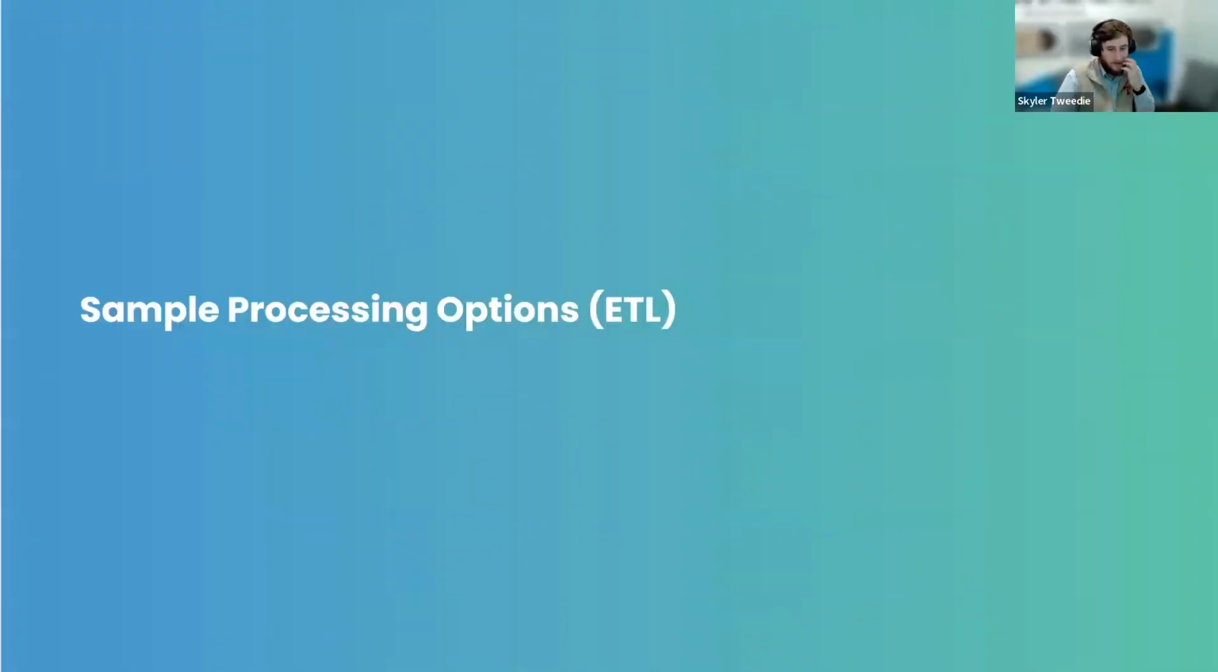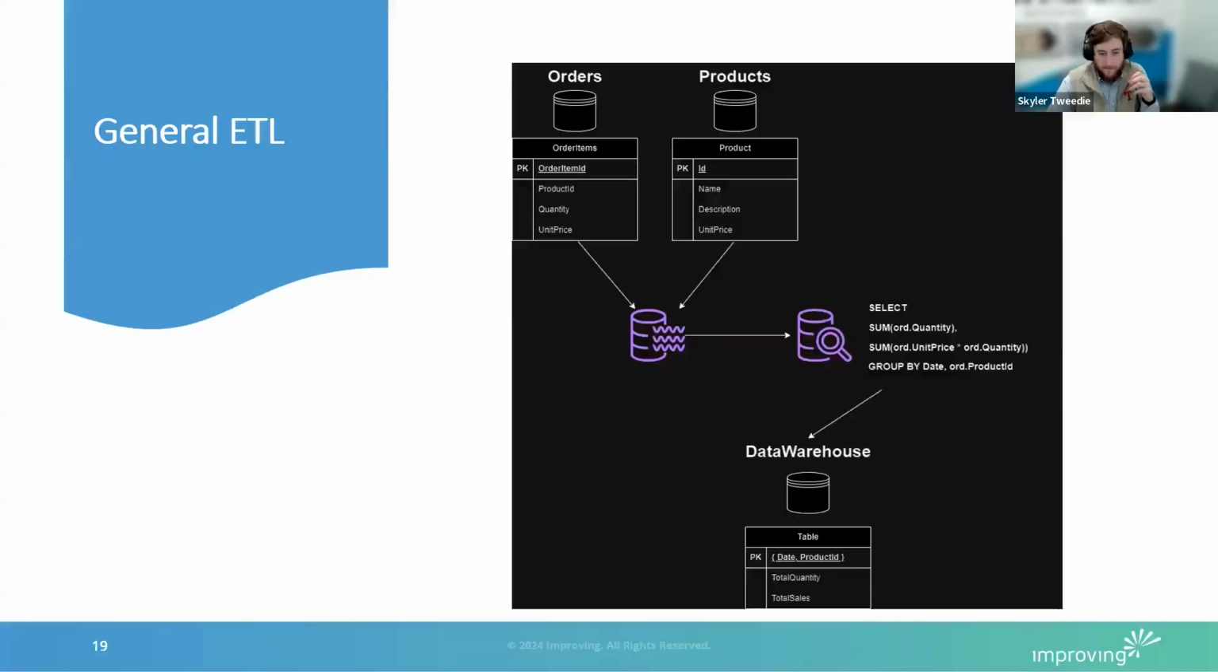So I'm going to go through some workflow for sample processing options in terms of ETL. Here's an example from e-commerce. From the orders database, we have order items that have a product ID, a quantity, and a unit price. We have products in some other potential data store that have a name, a description, and a unit price, at that point in time. We're going to be extracting this and putting it into a data lake.